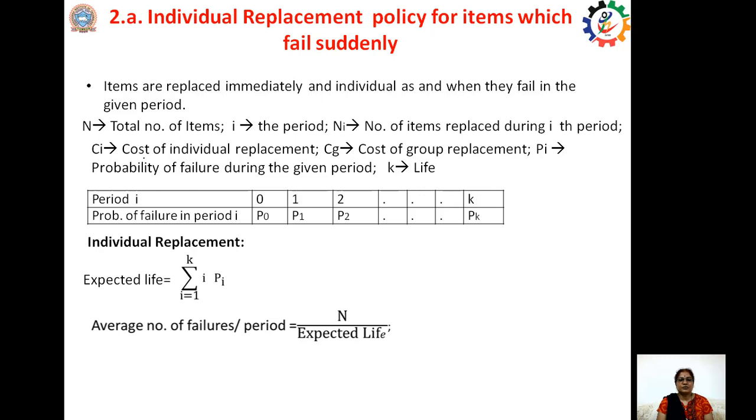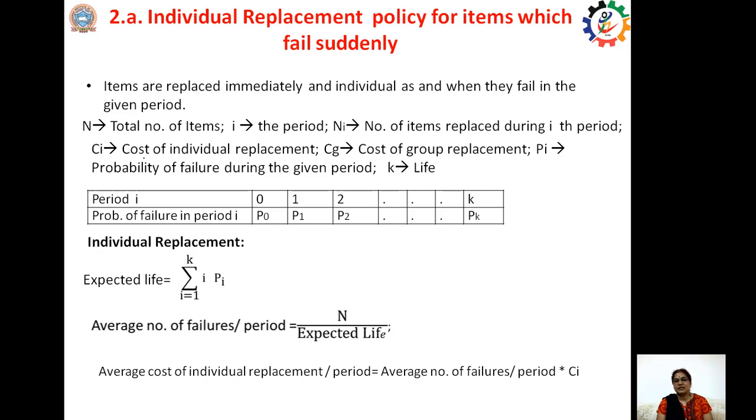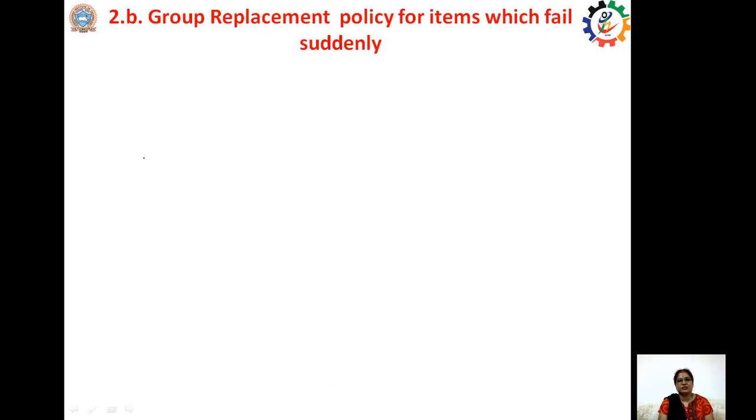Average number of failures per period is equal to n by expected life. Supposing n is 1000, 1000 by this answer. This will give you some answer that should come as the denominator. N is given in the data. Average cost of individual replacement per period is average number of failures per period into Ci. Means here whatever answer you get into Ci. Ci is one value. It is not connected to I, it is individual replacement cost. Only three steps we will get the answer for individual replacement.